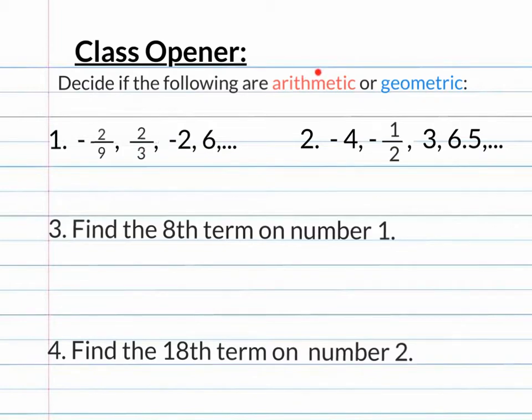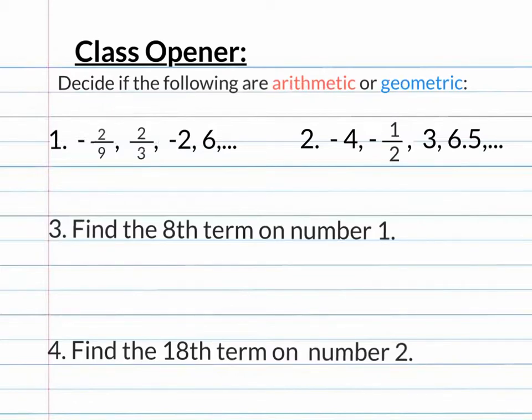Okay, so if it's arithmetic, we're going to have a common difference. If it's geometric, common ratio. And figuring those out, you pick a number and do something with the previous number. If you're looking for a common difference, 6 take away -2, that'll give you 8. But if you go -2 take away 2/3, that will not give you 8. So there's definitely no common difference, which means it cannot be arithmetic. Let's see if it's geometric.